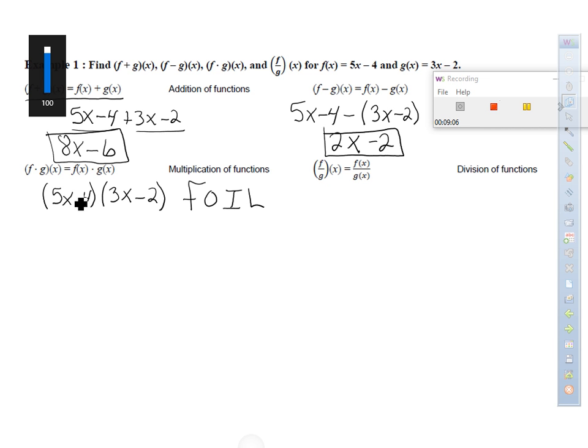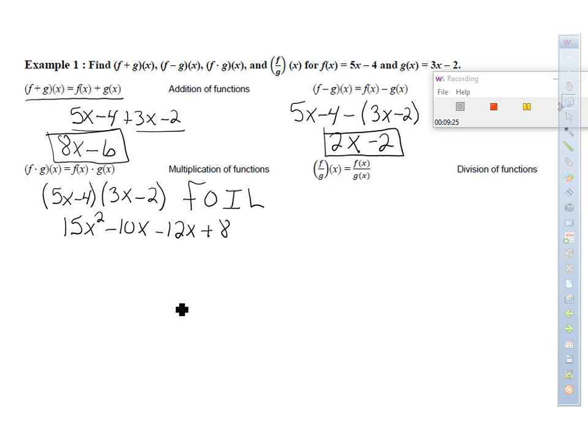So here goes. 5x times 3x, I've got 15x squared. I've got 5x times negative 2, so I've got minus 10x. I've got negative 4 times 3, so I've got negative 12x. And negative 4 times negative 2 looks like positive 8. Combine those like terms. So I've got 15x squared minus 22x plus 8. There's our multiplication. Guys, notice so far there hasn't been anything special, anything different. Just things that we've done throughout the year.